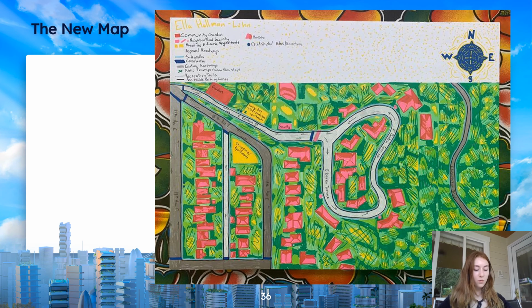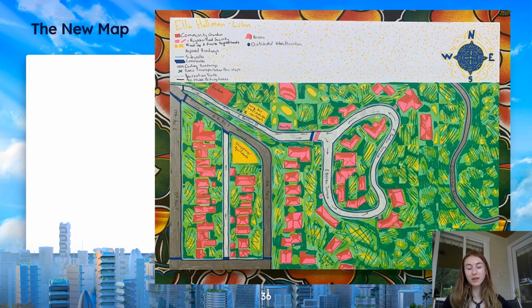White roads are repaved roads, and then the light blue around the whole road system are the sidewalks, and then the dark blue is the crosswalks. The kind of silver color is the existing roadways, and the X's, which there's a couple of them, you kind of have to find them, are the public transportation bus stops. Next, we have the recreation trails, which are in silver, and they're all over the right side. I don't know if you can see that very well. And then the black outline around the roads are the biking lanes.